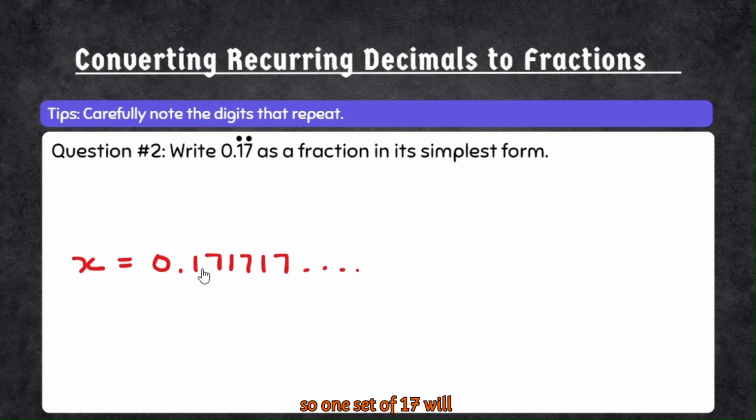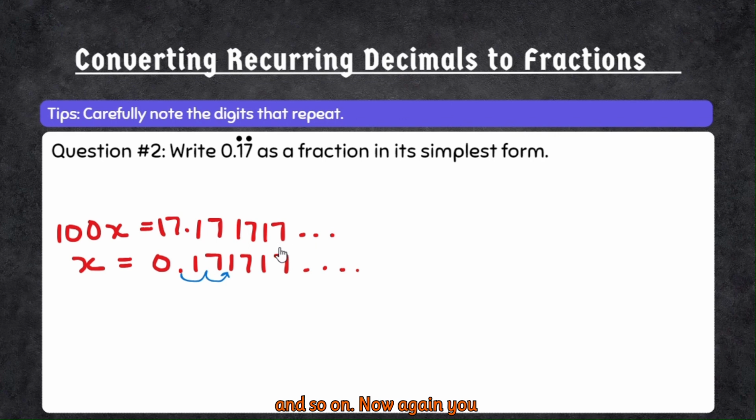So one set of 17 will be moved to the left hand side. To do that, we need to multiply by 100 because there are 2 digits. That would move the decimal after 7. So we would do 100x is equal to 17.171717 and so on. Now again you can see that after the decimal, the numbers are the same.